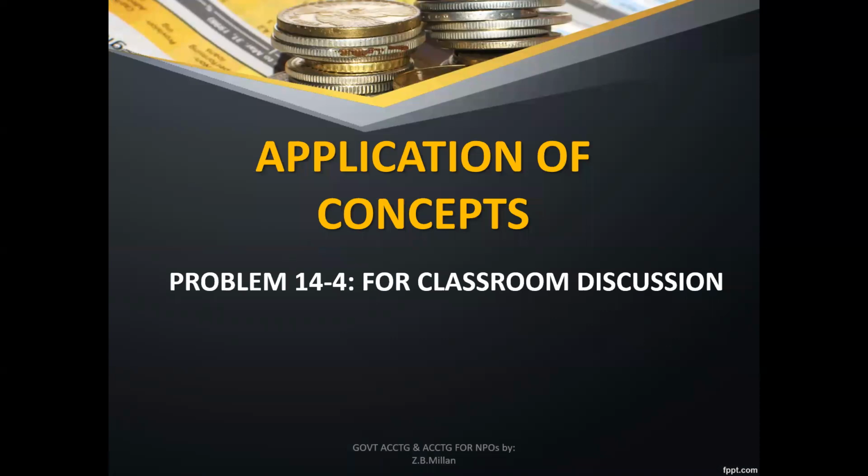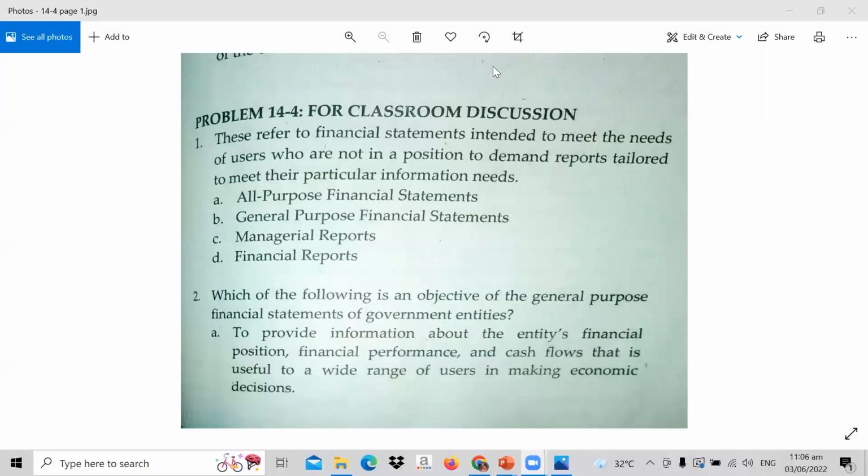Now let's take a look at problem 14-4 for classroom discussion. Let me prepare first the document. Okay, so here it is, 14-4 for classroom discussion. The first question: this refers to financial statements intended to meet the needs of users who are not in a position to demand reports tailored to meet their particular information needs. Of course, our answer to this one is a general purpose financial statement.